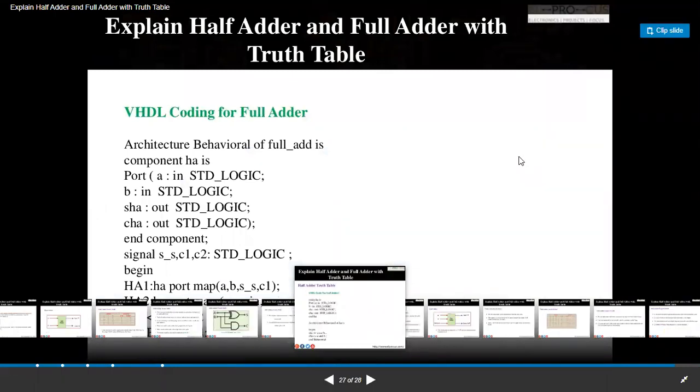So to define that, the begin, then half adder, HA port map, or here port mapping, we are using the A comma B comma S underscore S, that is one signal. Then here C1, that is the carry 1, is another signal. Then half adder 2.